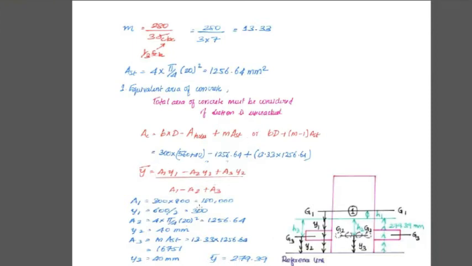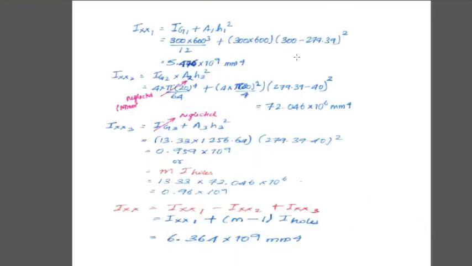So after substituting all the values, the value I obtain is y bar equal to 279.39, and we have to find the Ixx because the formula is M by I equal to F by y. So we have to find all the values. So Ixx equals the first one, total area: Ig plus A1 h squared.